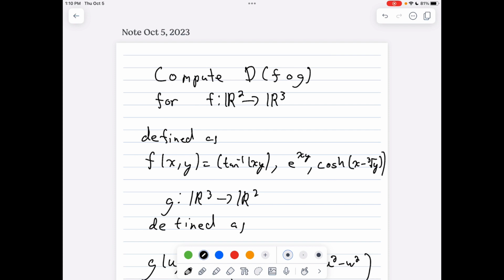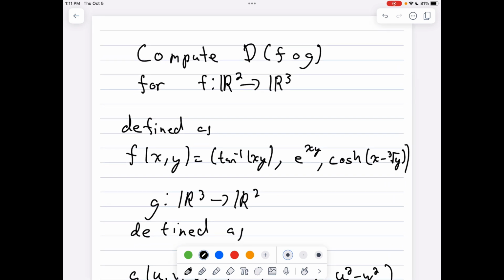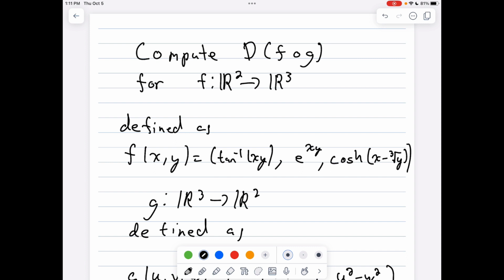All right, hello everyone. So today we're looking at a derivative of a composition of two vector valued functions. We've got f, which goes from R2 to R3, and it's defined as f of x, y equals tangent inverse of xy, e to the xy, and cosh of quantity x minus cube root of y.